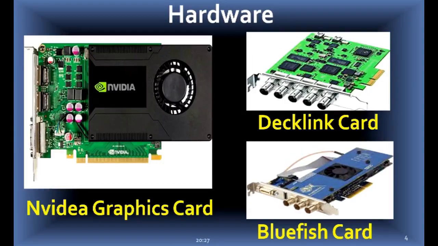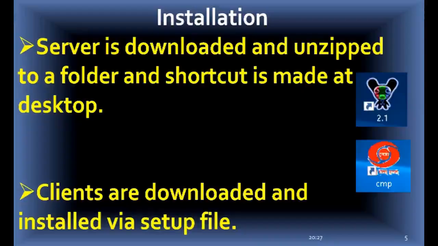What hardware is required? To run Kaspersky, an NVIDIA graphics card is needed, and for taking output, a DeckLink card or Bluefish card is needed. We can record also if we don't take output. If we don't need output, we can record in Kaspersky itself, and we can stream the output also.